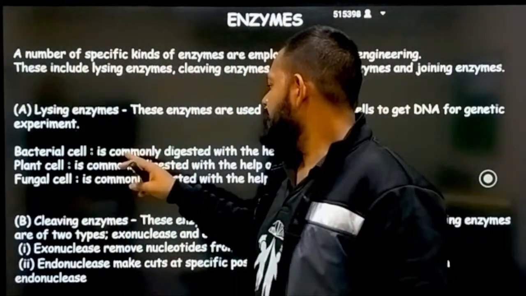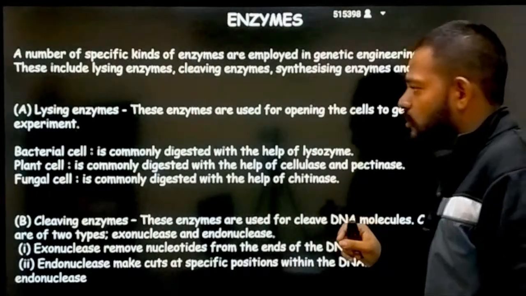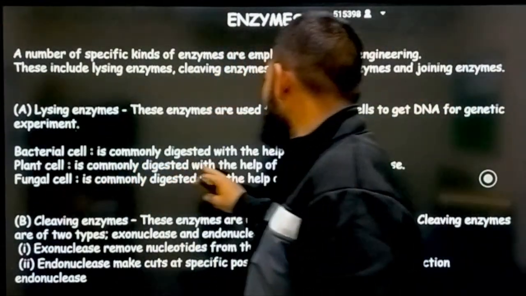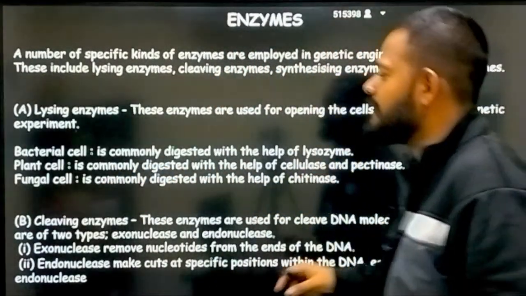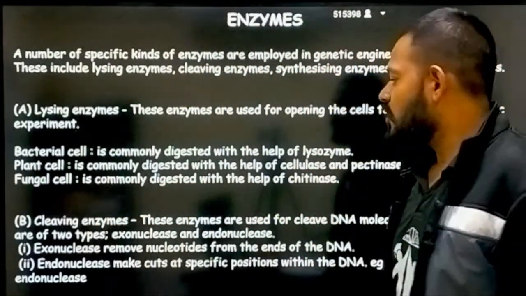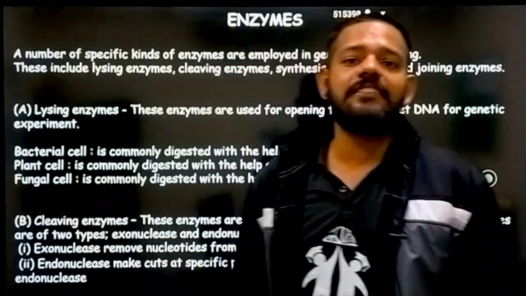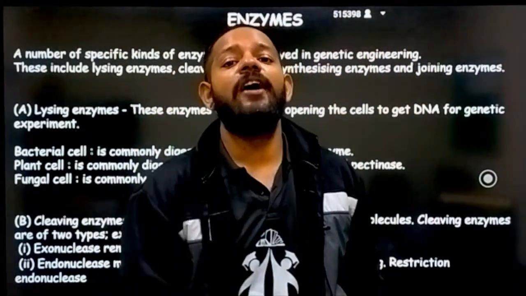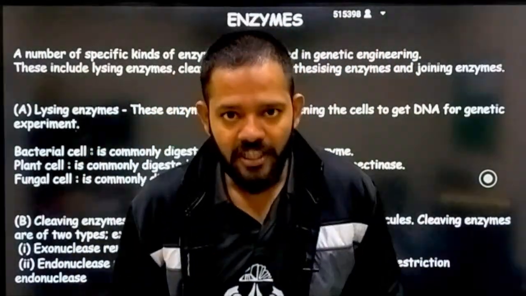Bacterial cells are commonly digested with the help of lysozyme. Plant cells are commonly digested with the help of cellulase and pectinase. Fungal cells are commonly digested with the help of chitinase. Next we have cleaving enzymes, and that is the most important type of enzyme in biotechnology and genetic engineering.